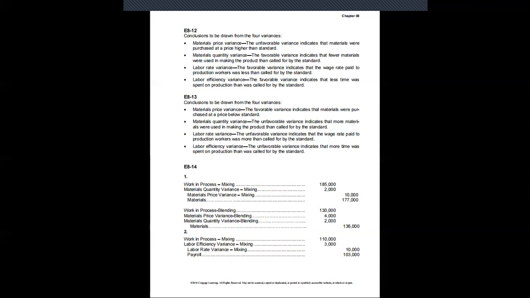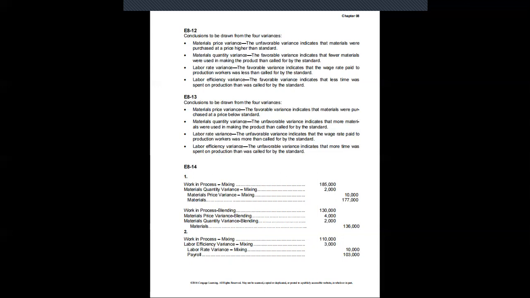So for the conclusions, we have the material price variance credit, meaning the favorable variance indicates that materials were purchased at a price below the standard. For material quantity variance, which is a credit, no, debit. Material quantity variance, it's unfavorable, indicating that more materials were used in making the product than called for by the standard.